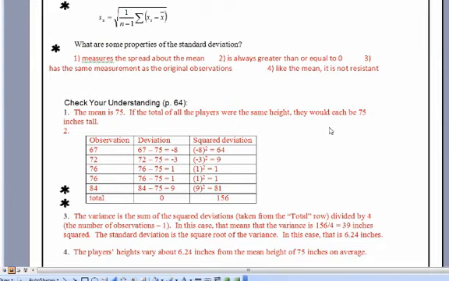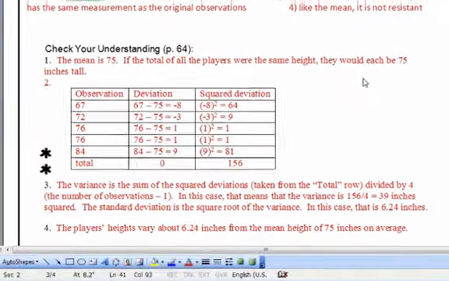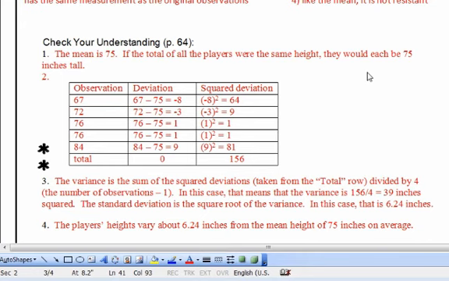Okay, so stop and check for understanding on page 64. The heights in inches of 5 starters on a basketball team are 67, 72, 76, 76, and 84. Find and interpret the mean. The mean is 75, and that is, if the total of all the players were the same height, they would each be 75 inches tall.